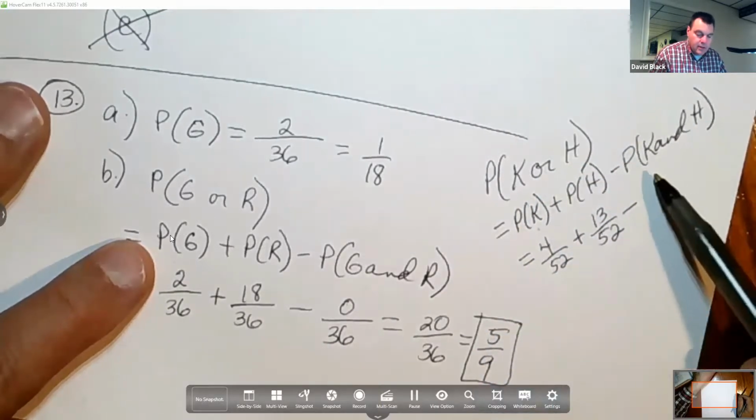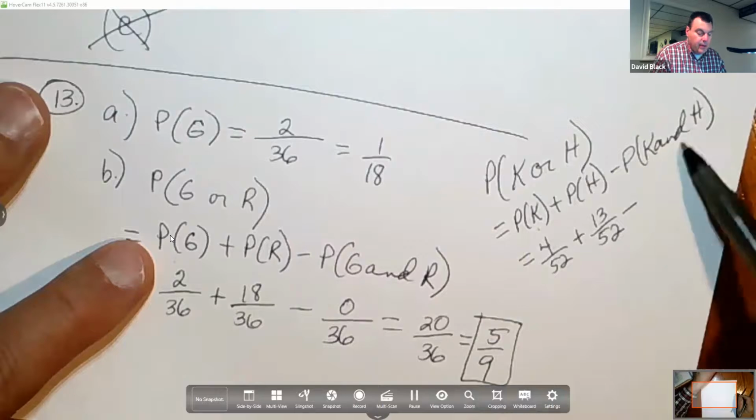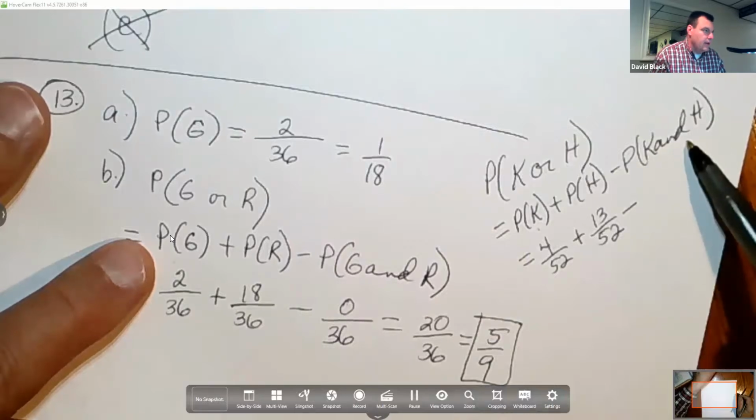minus, class, what's the probability of getting a card that is both king and heart? So I have to think about how many cards are kings and hearts at the same time. And that'd be 1, right? There's 1 king of hearts.